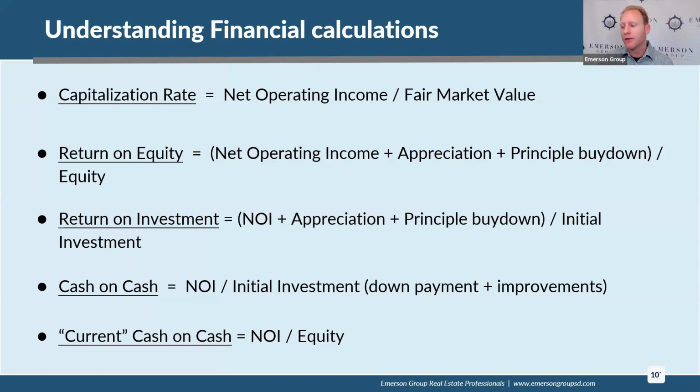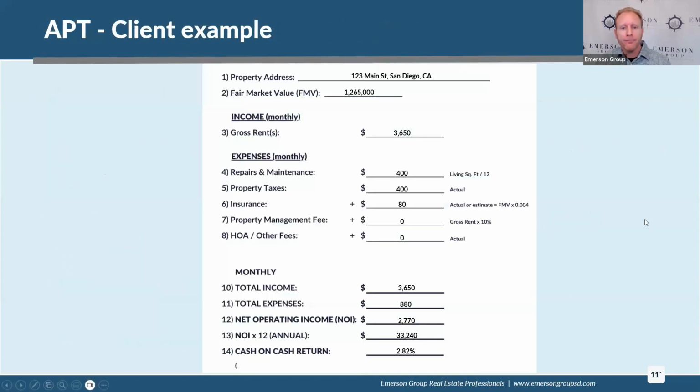So to really drill this down, we're going to go through an example of a client I just helped out last week. In this example, we'll say they're Billy and Susie. They own 123 Main Street here in San Diego. The property is worth $1.265 million, and the current gross rents are $3,650. So first and foremost, Billy and Susie bought this property in 2004 for a total of $580,000.